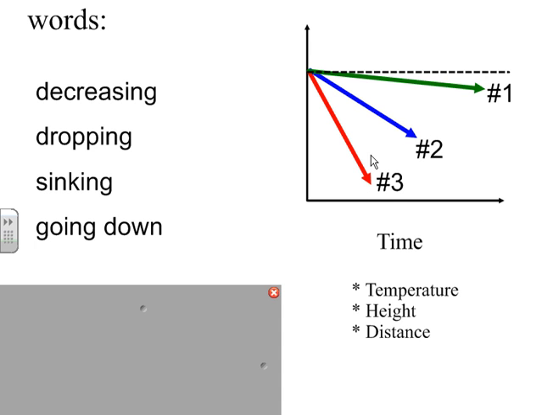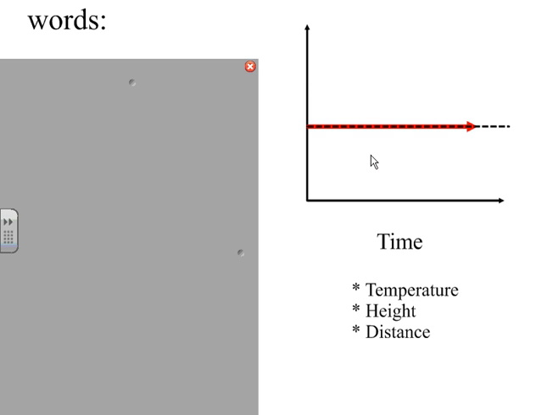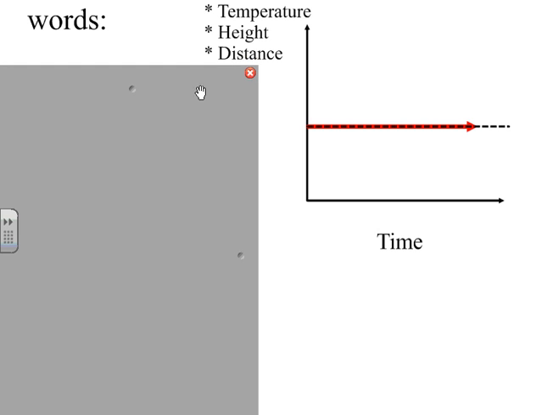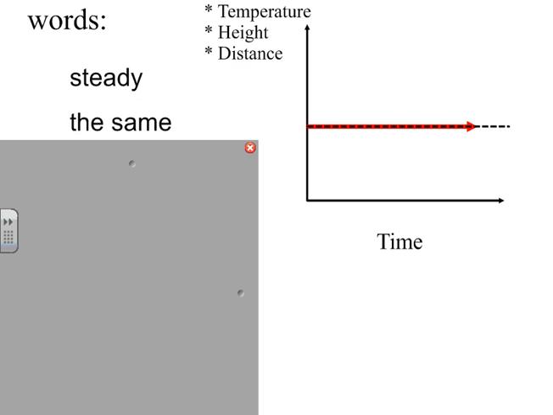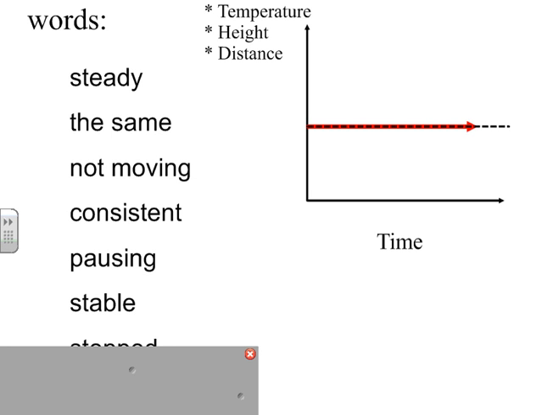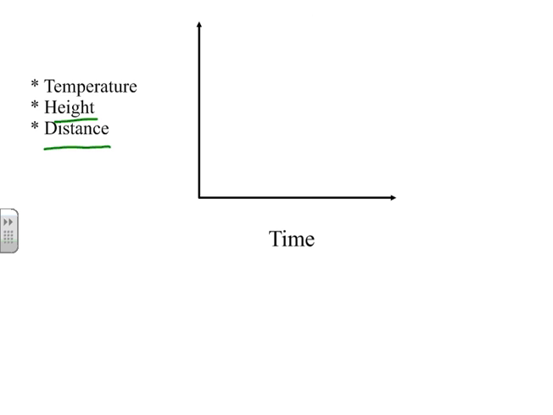So we talked about going up and going down. Let's talk about when something is just straight across. And if we use our little thing here in terms of temperature, height, and distance, when something is straight, we're basically saying that it's steady, that it's the same, that it's not moving, it's consistent, it's pausing, it's stable. We're not seeing anything happen to the line. It is holding steady. So that's kind of what we're looking at in terms of temperature, height, and distance over a period of time. Now realize, as I've been showing you these graphs, all of these graphs have shown that time has been on the bottom every single time.